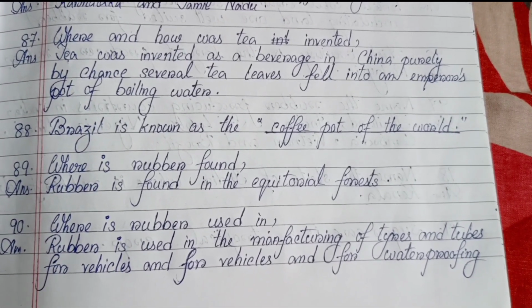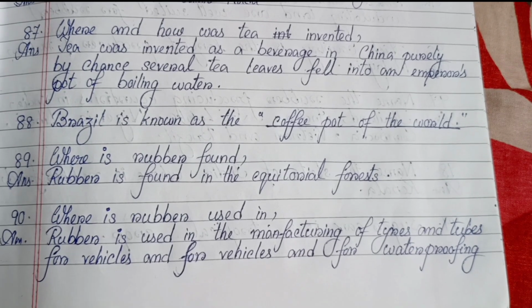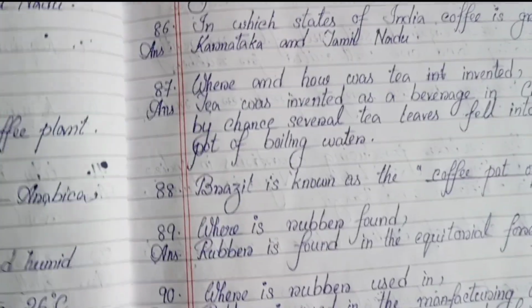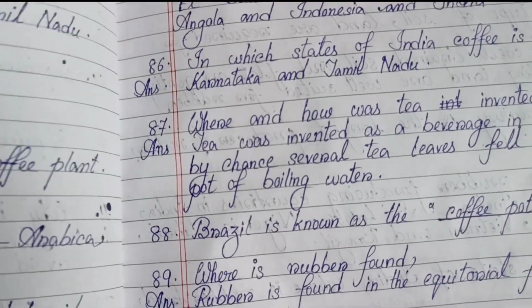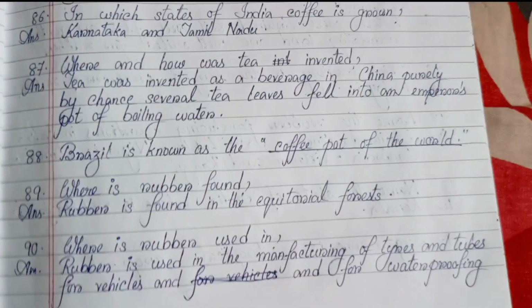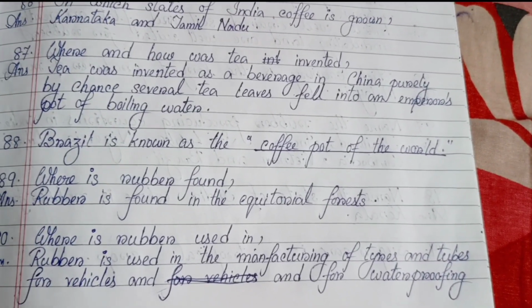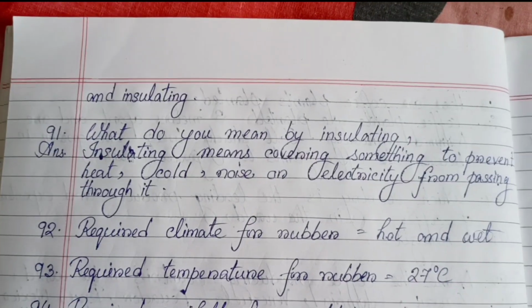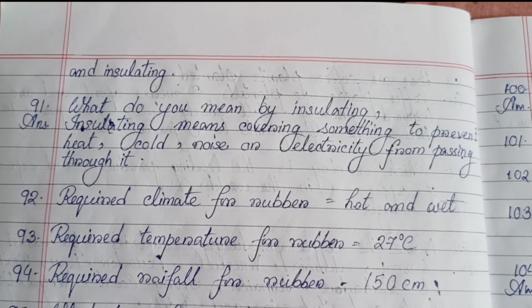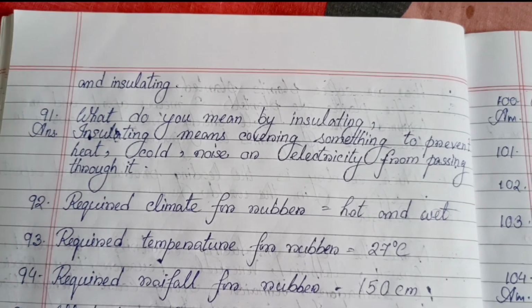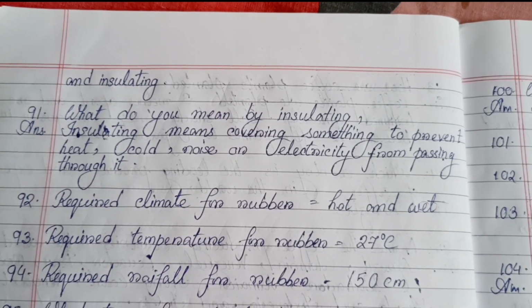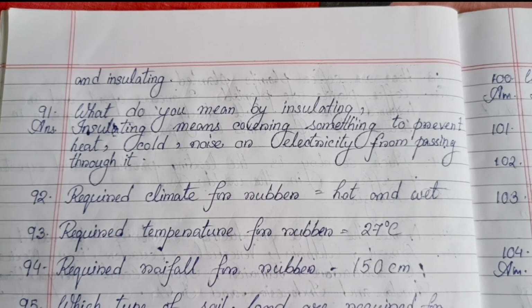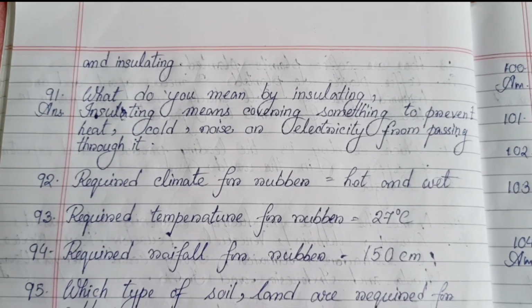Rubber is used in the manufacturing of tires and tubes for vehicles and for waterproofing and insulating. Number 91. What do you mean by insulating? Insulating means covering something to prevent heat, cold, noise and electricity from passing through it.